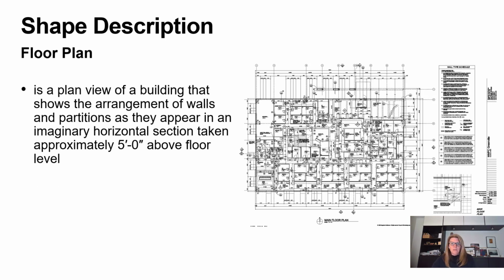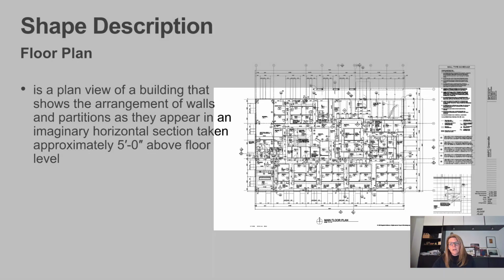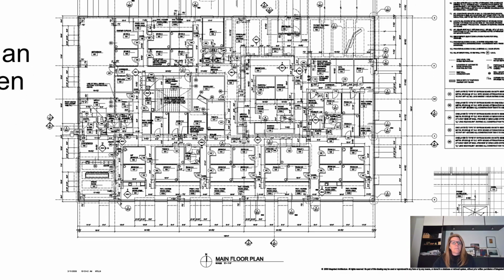The floor plan is a view of the project where you're looking at the drawing as a horizontal section cut. Generally, we assume that that section cut is taken at 5 feet above the floor line, and then anything that is cut through is designated on the floor plan. And so you can see some of those basic symbols for doors and windows.